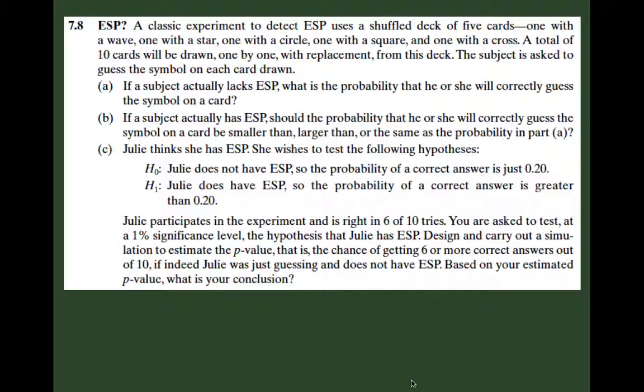A classic experiment to detect ESP uses a shuffled deck of 5 cards. One with a wave, one with a star, one with a circle, one with a square, and one with a cross. A total of 10 cards will be drawn, one by one, with replacement from the deck. The subject is asked to guess the symbol on each card drawn. If a subject actually lacks ESP, what is the probability that he or she will correctly guess the symbol on the card?